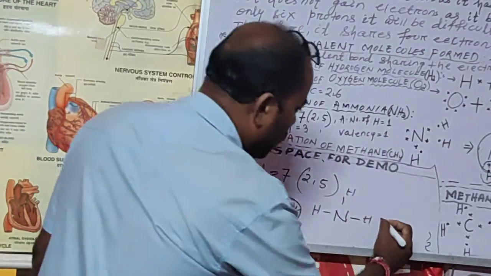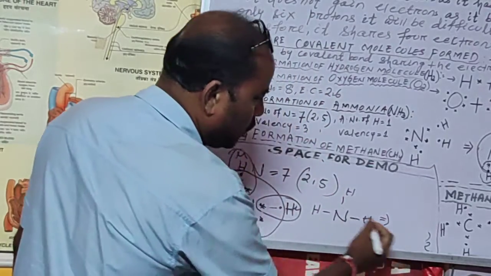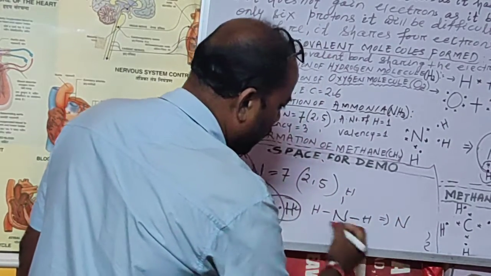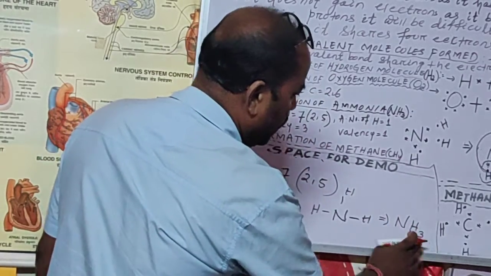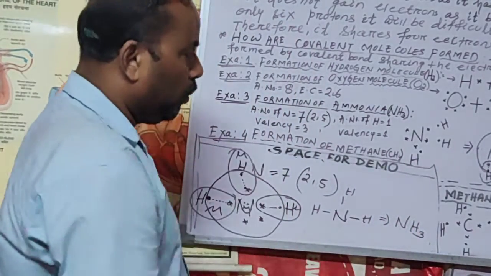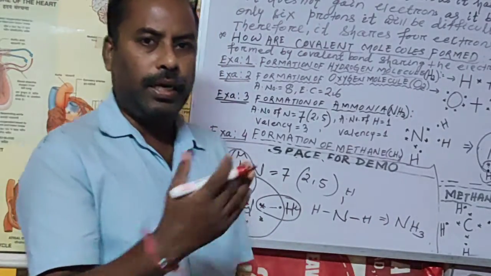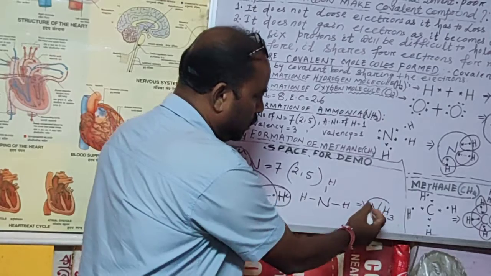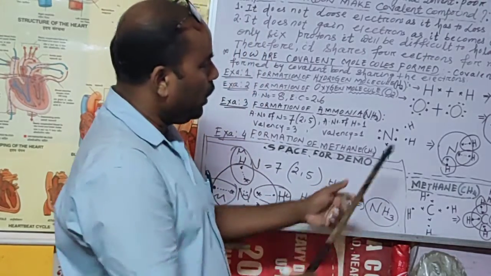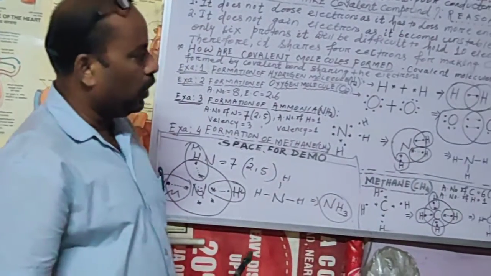So now it will be written as, how many nitrogen are there? 1 nitrogen. How many hydrogen are there? 3 hydrogen. So NH3. This NH3 is known as a heteroatomic molecule, because here nitrogen and hydrogen, different elements, are there. So the heteroatomic molecule is called ammonia. In that way I have shown you how ammonia is formed.